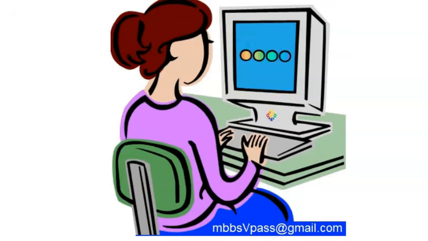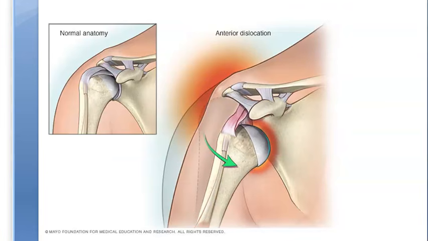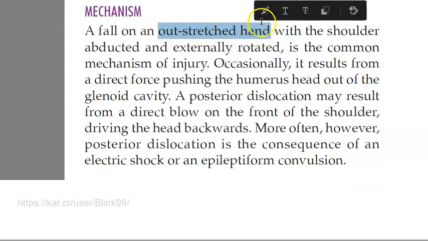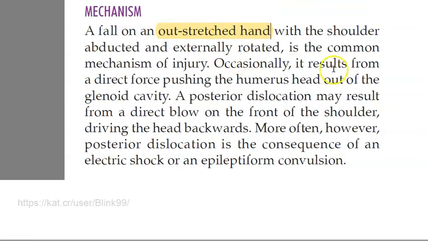Now let us get back to shoulder dislocation, people. Let us look at the mechanism of why this shoulder is dislocated. Basically, if you fall on an outstretched hand, that is the standard thing that you will write. There is a direct force pushing the humerus head out of the glenoid cavity.